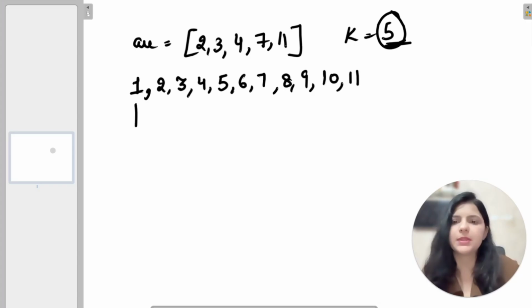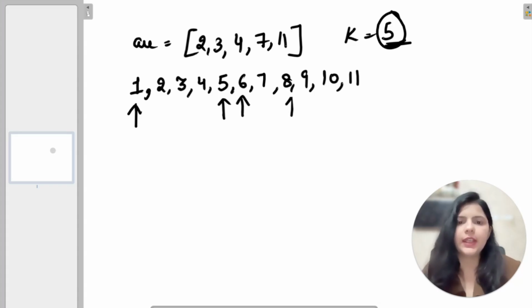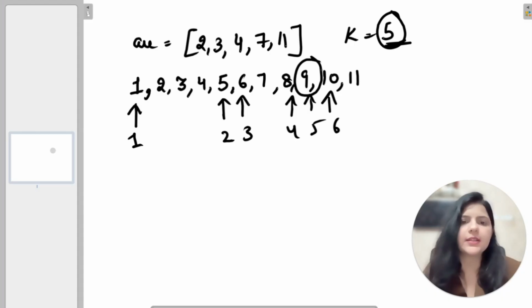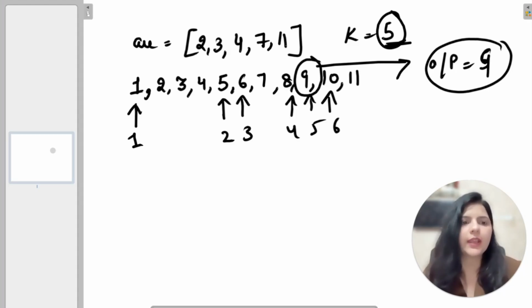So what is the fifth missing number? 1 is missing, 2, 3, 4 is there, 5, 6, 8, 9, 10. These numbers are missing. So this is the first, second, third, fourth, fifth and sixth. So which is the missing number? That is 9, right? So the fifth missing number is 9. So our output is going to be 9, right? So let's see what approach we are going to use to solve this problem.